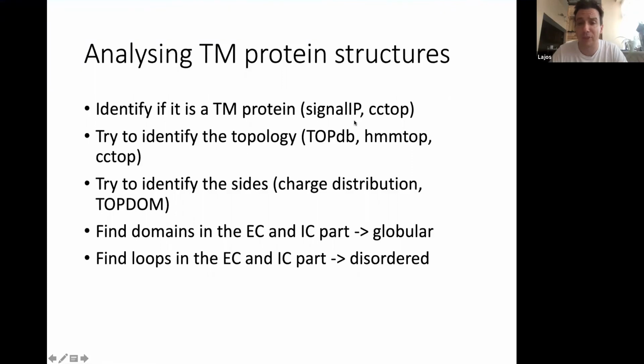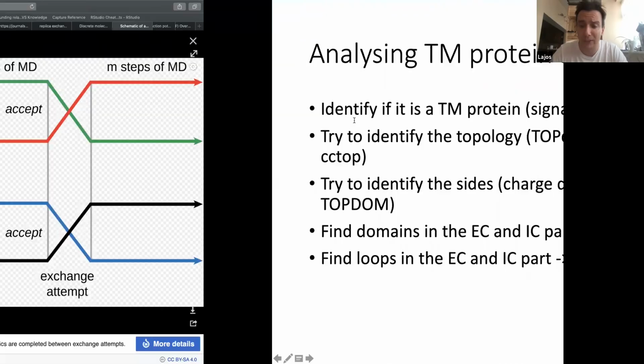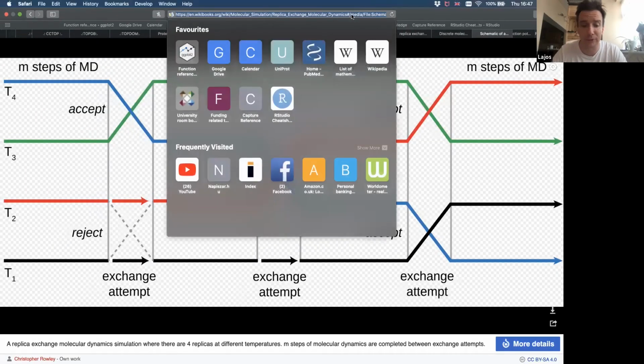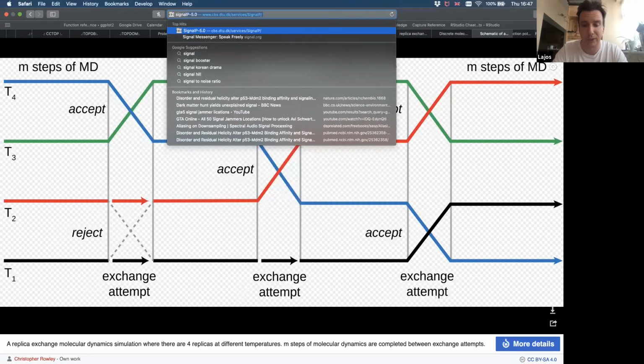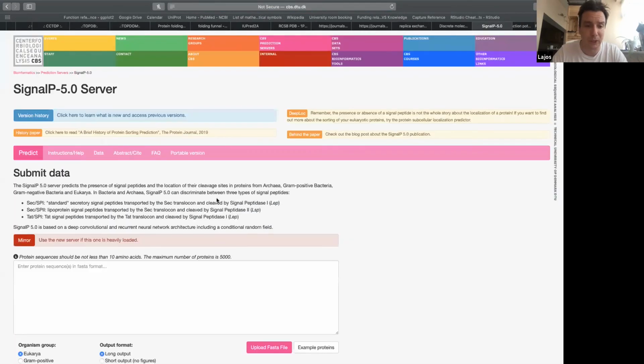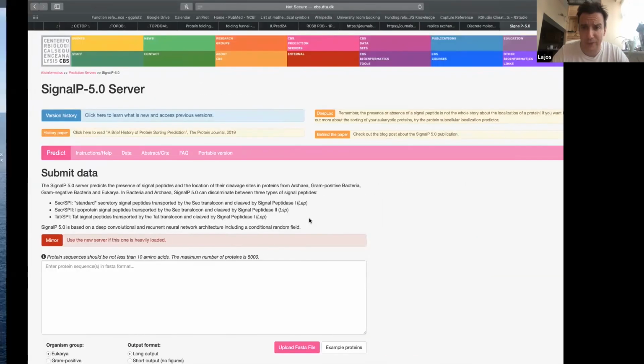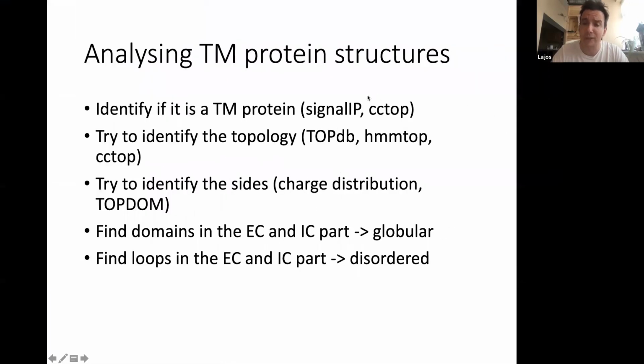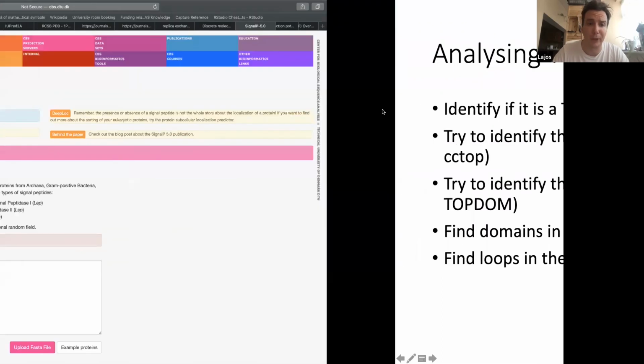There is the SignalP website, which is a well-maintained server. This is it. It is working for archaea and bacteria as well. Put in your sequence and it will try to find the signal peptide, which is responsible for targeting your protein to the membrane. It's usually on the N-terminal. But in the same way, you can use CCTOP.